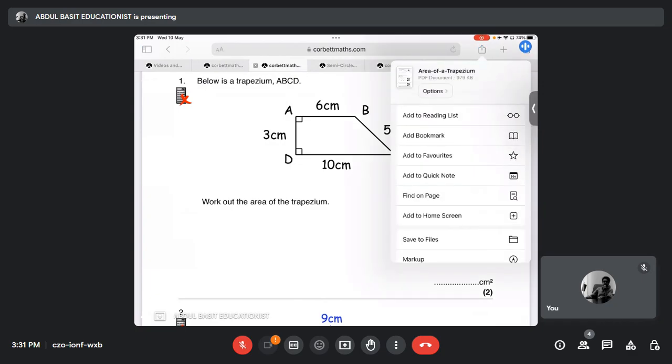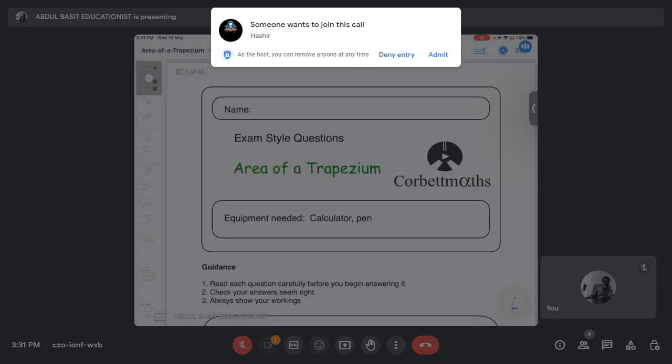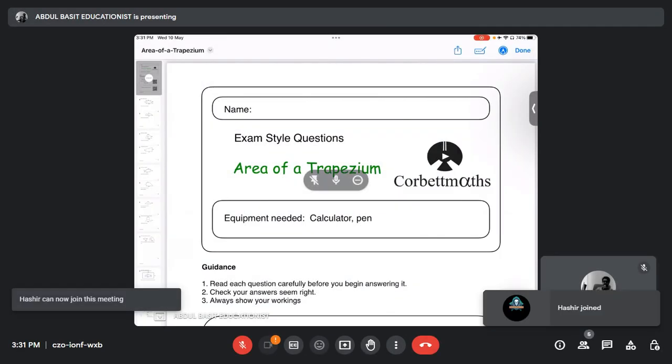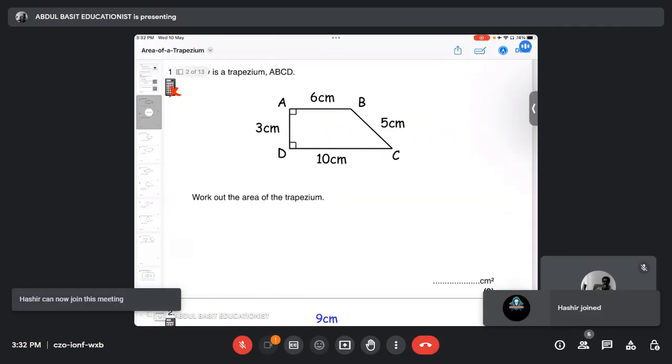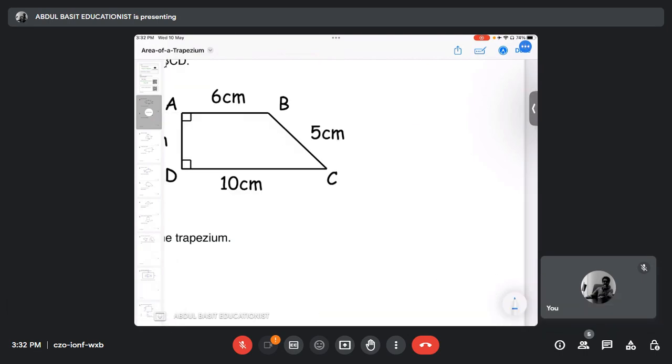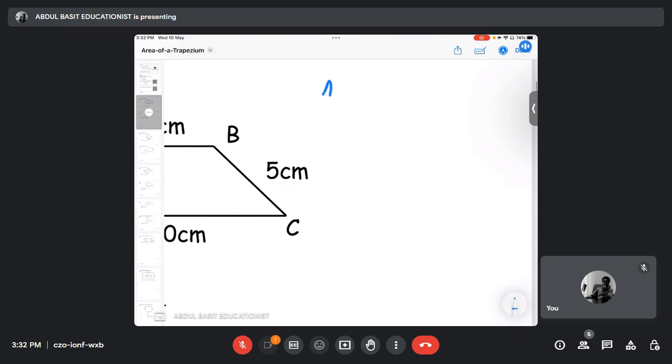Now the second shape we have is a trapezium. After triangle, we have the second shape, which is trapezium. And the formula for the trapezium is, let me write the formula: area is equals to half multiplied by sum of parallel sides times height of the trapezium.